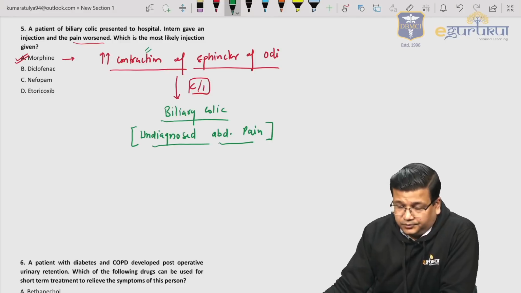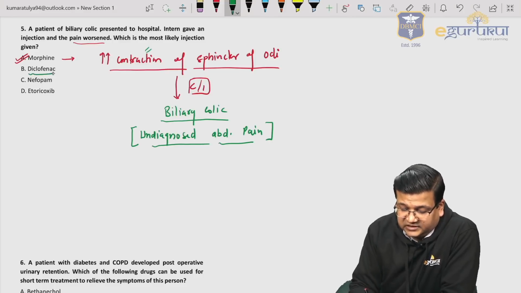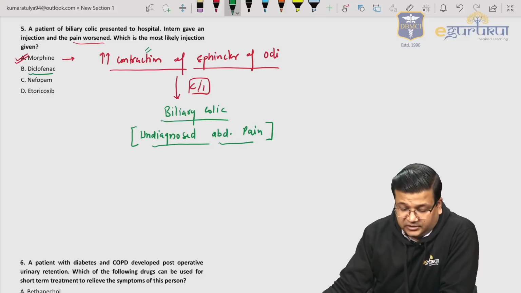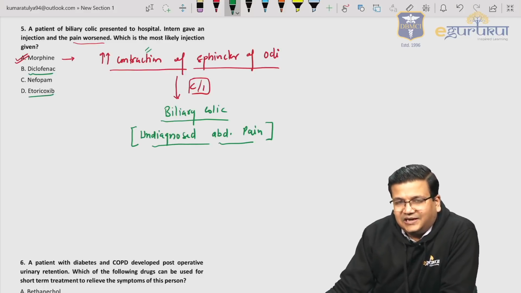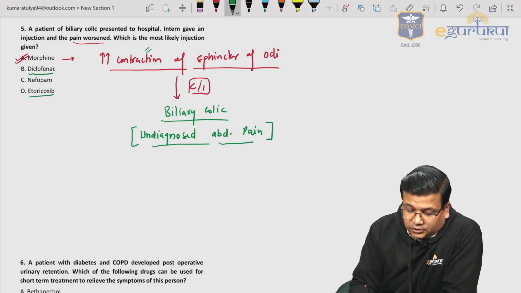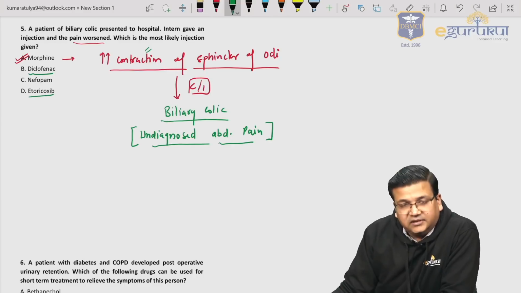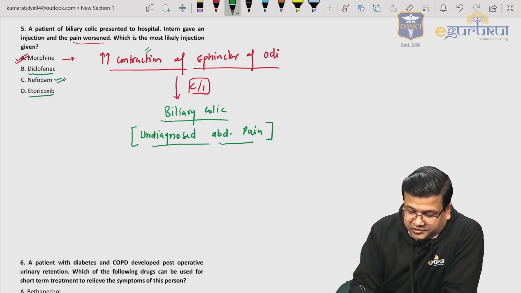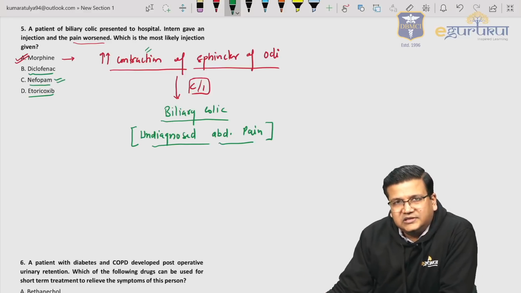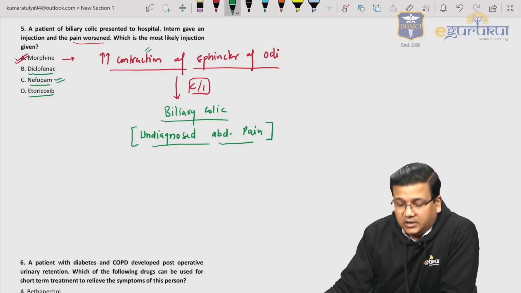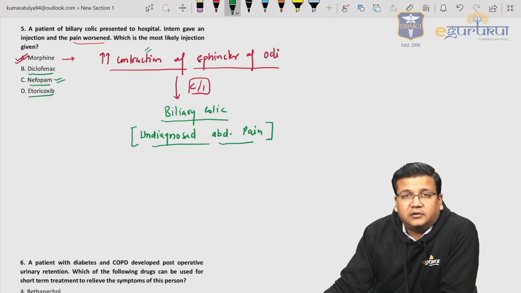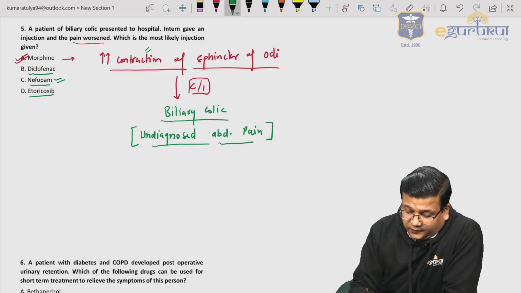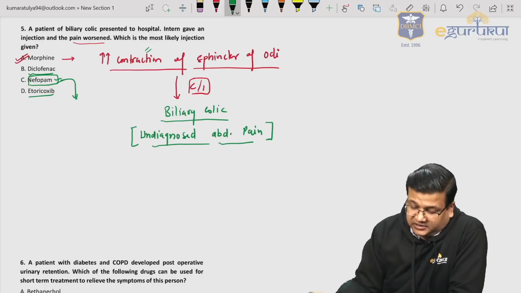Looking at the other options, diclofenac is a non-selective COX inhibitor, NSAID what we call it. Etoricoxib is a selective COX-2 inhibitor. So these drugs we know. Option number C is pretty interesting. Nefopam. What is this Nefopam? This is not a very commonly used analgesic, and if it has been put in the option this time, maybe we could have a question on Nefopam next time. So Nefopam should be understood. Again, this is an analgesic but a different one.